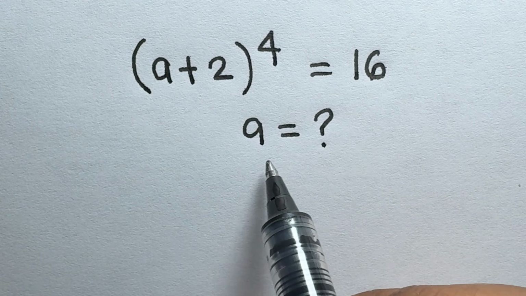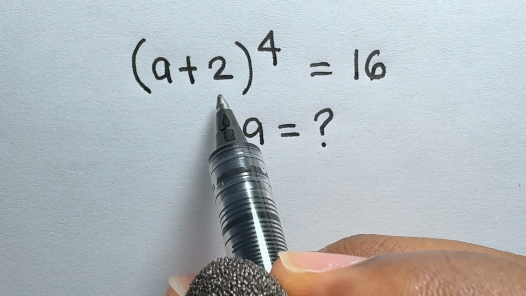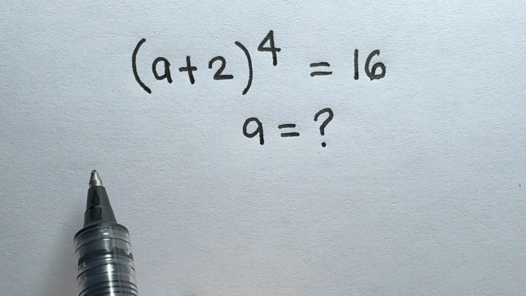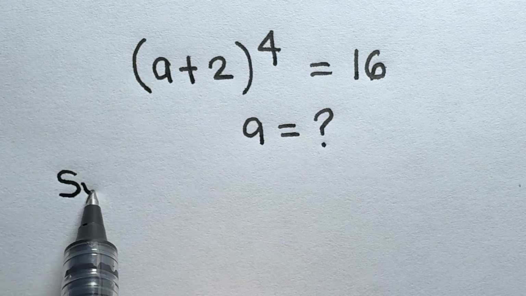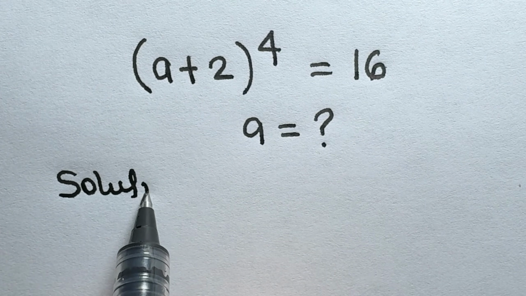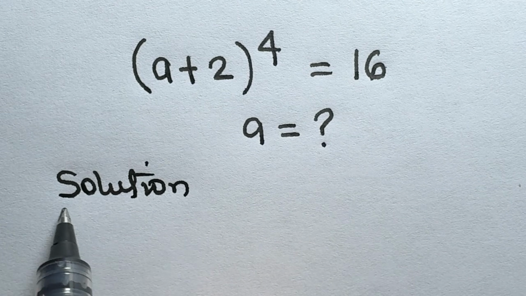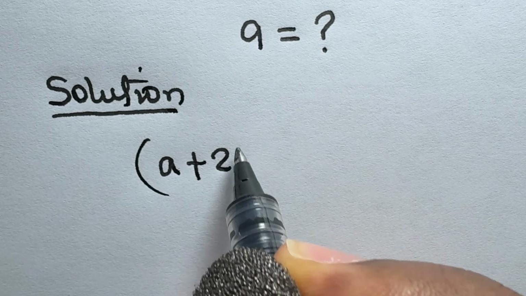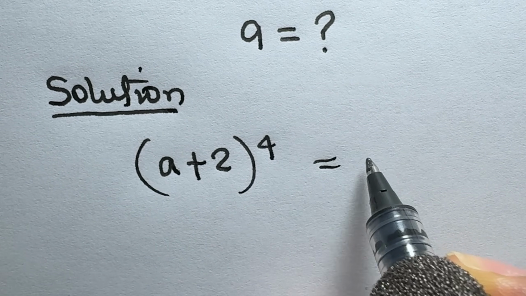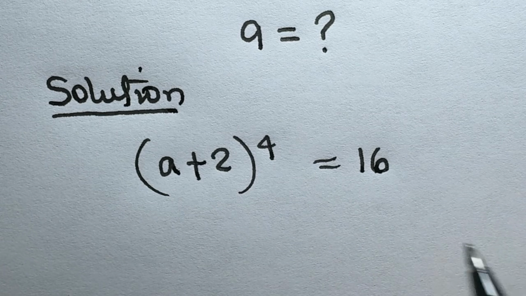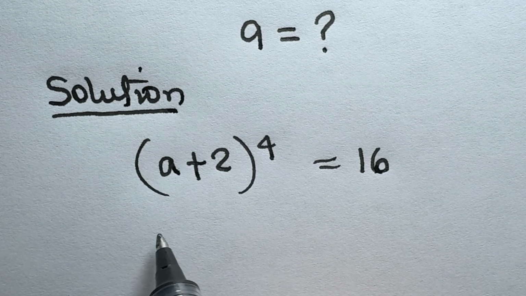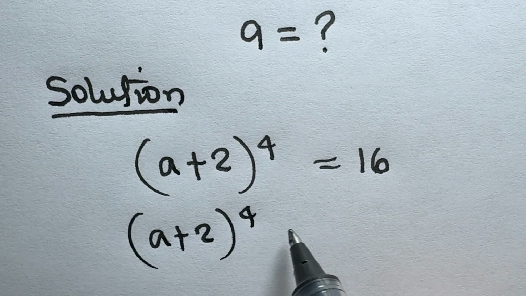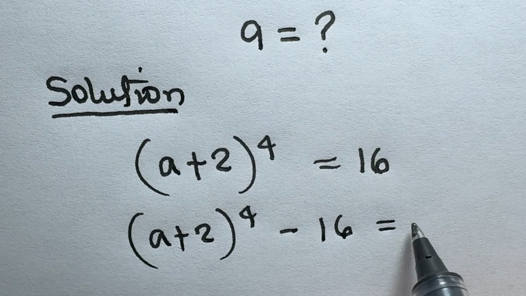In this video, let us solve for a given (a + 2)^4 = 16. Well, given (a + 2)^4 = 16, let us move 16 to the left hand side. This will give us (a + 2)^4 - 16 = 0.